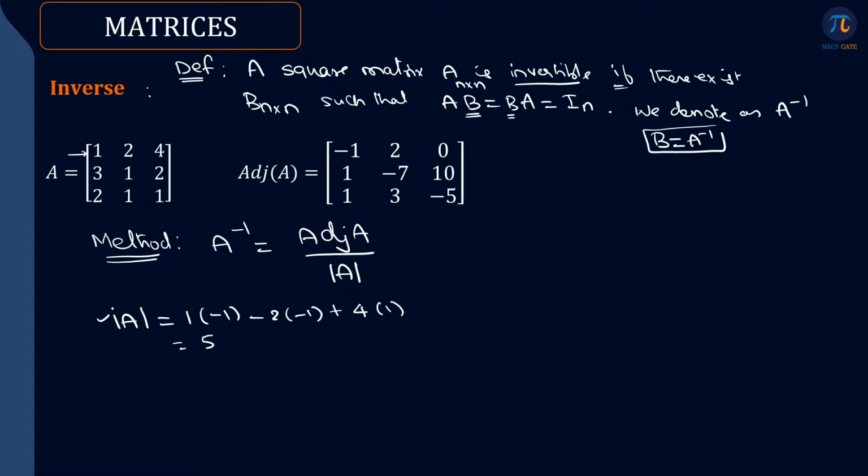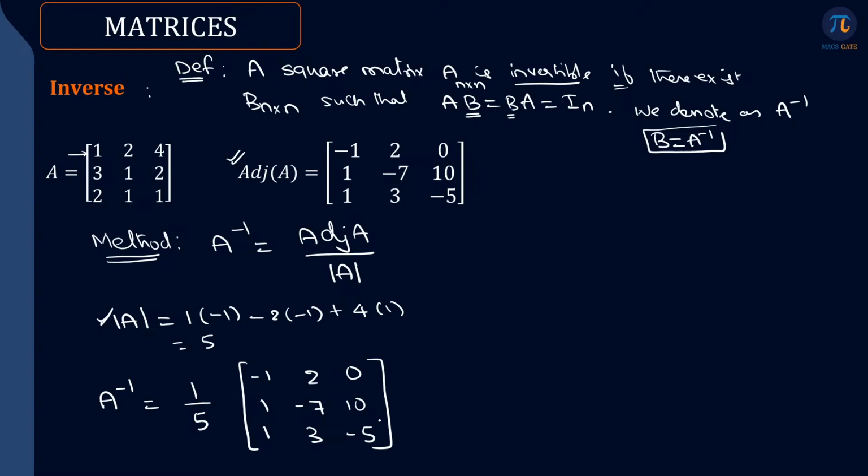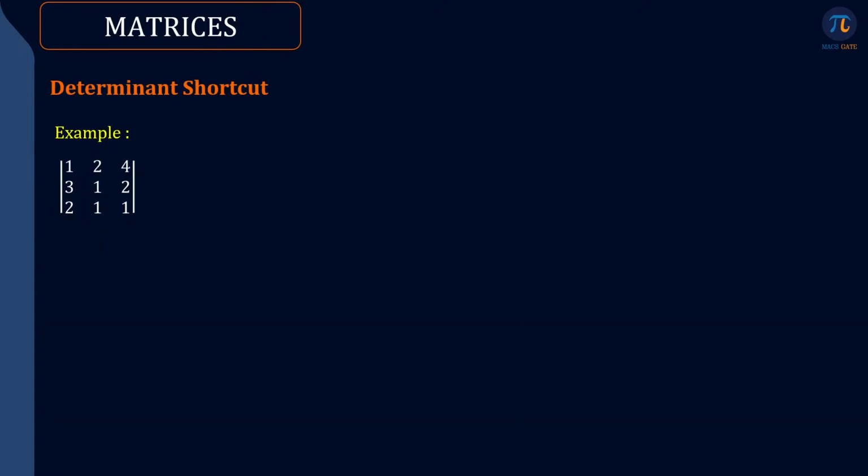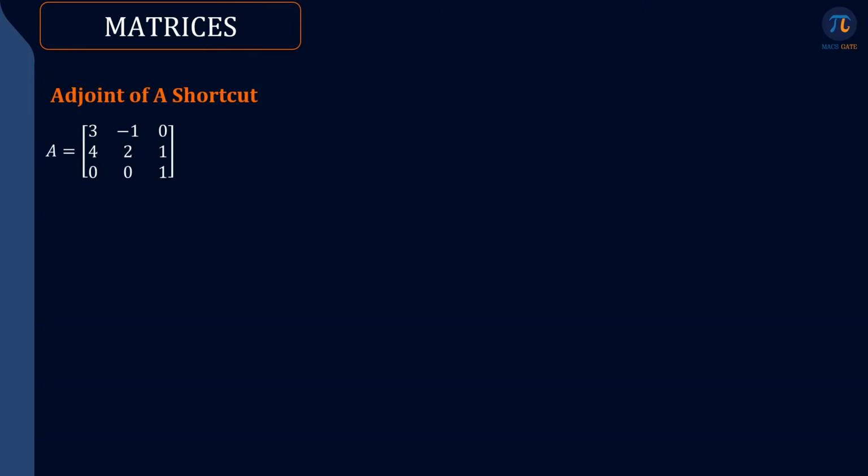Once you know the determinant and the adjoint, then what is A inverse? Adjoint by determinant, that is 1 by 5 into the adjoint, which is minus 1, 2, 0, 1, minus 7, 10, 1, 3, minus 5. So this is how we find A inverse also. The determinant shortcut and adjoint shortcut I will do towards the end.